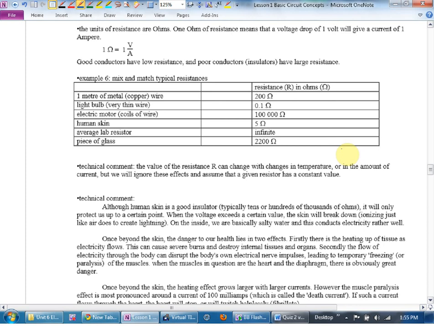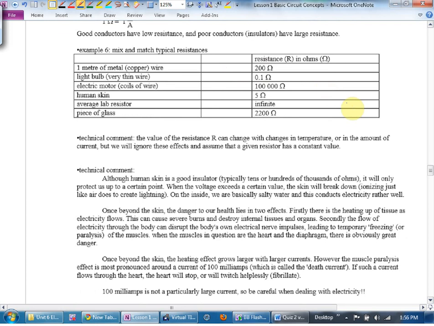Good conductors have low resistance. Poor conductors, insulators, have high resistance. So it's always good to have an idea of what's a really big and a really small number. So here's a little chart. We're going to try and figure this out. Look on the left-hand side. There's six different objects mentioned. Which one of those do you think would have the very, very most resistance?